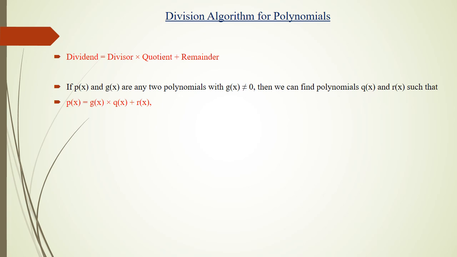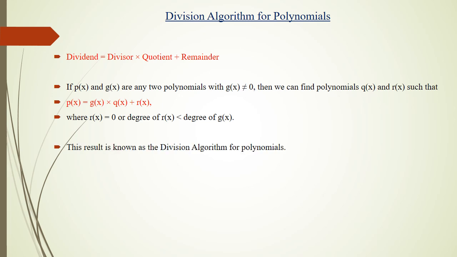such that p of x equal to g of x into q of x plus r of x, where r of x equal to 0 or degree of r of x should be less than degree of g of x. This is known as division algorithm for polynomials. Now let us understand the meaning of this division algorithm.